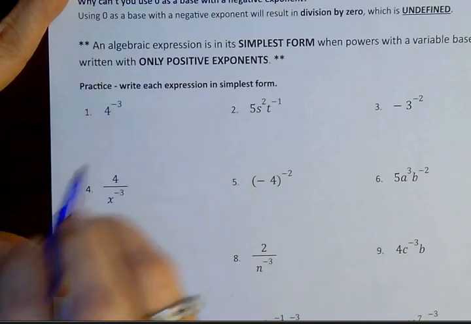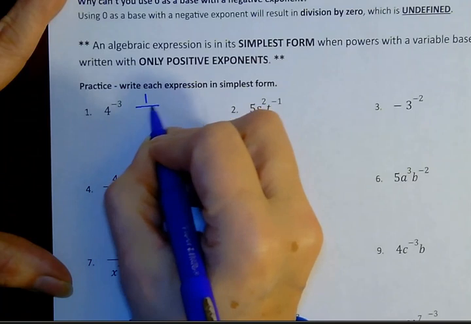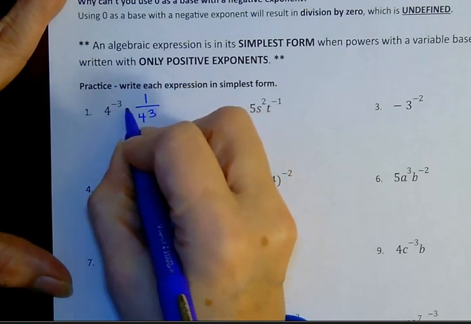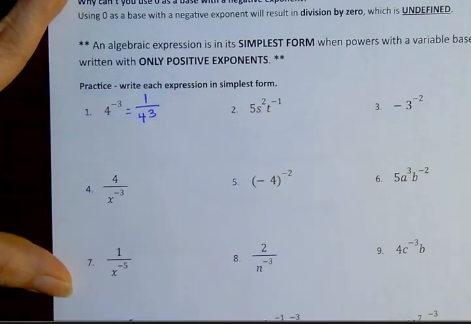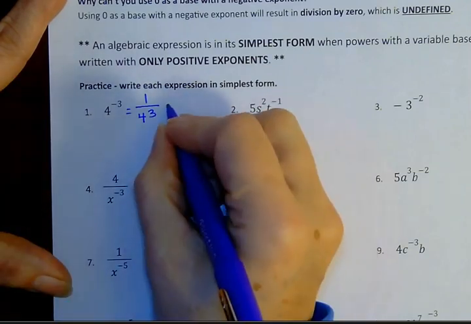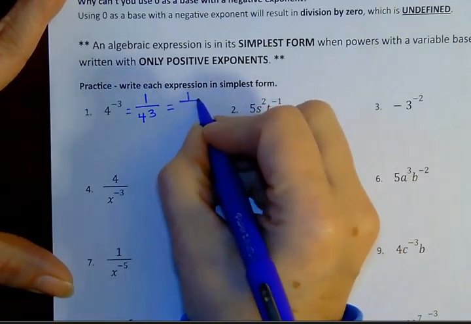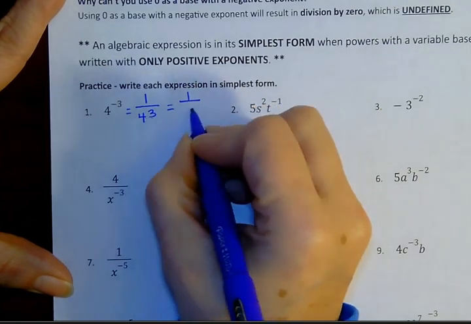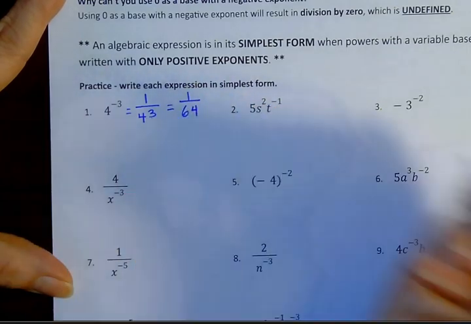4 to the -3, I'm going to put 4 to the 3rd in the denominator. Okay, 1 over 4 to the 3rd, and if I wanted to use a calculator to do that, or my mental brilliant brain, 4 times 4 is 16, times 4 again is 64.